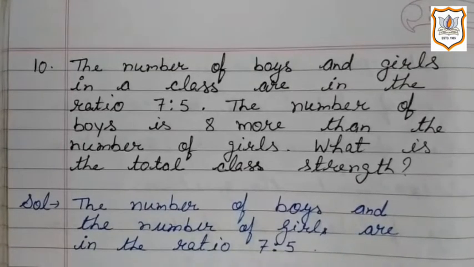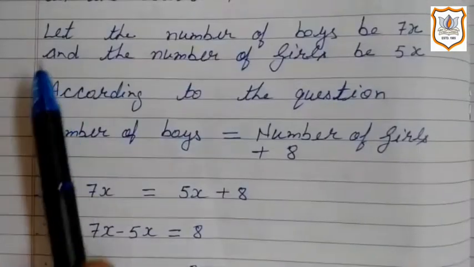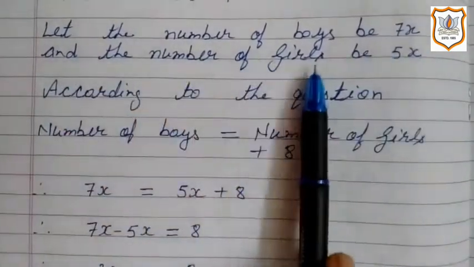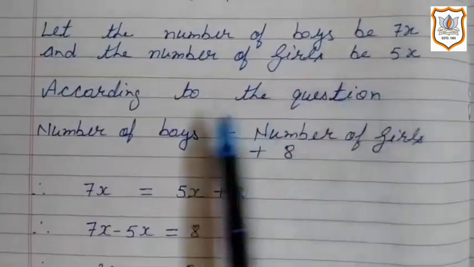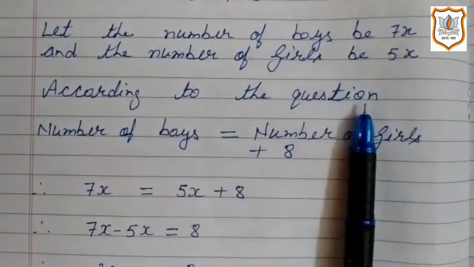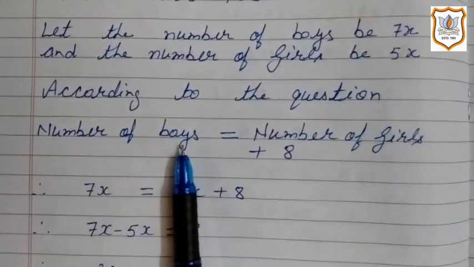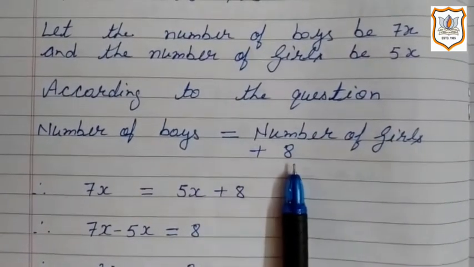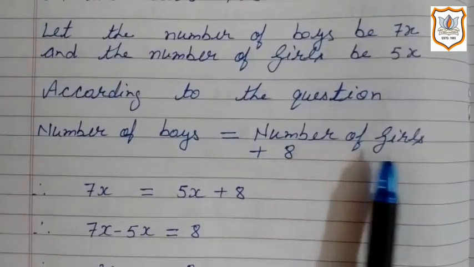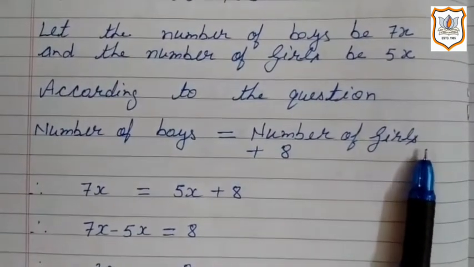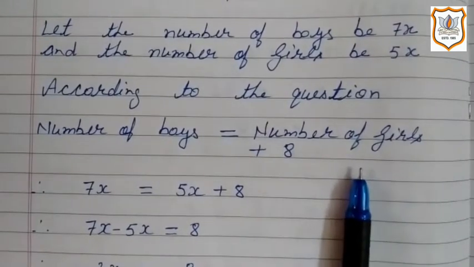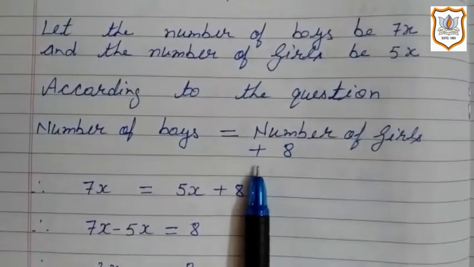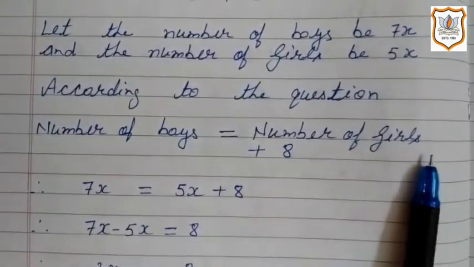7:5. Now, let the number of boys be 7x and the number of girls be 5x. Then, according to the question, the condition is number of boys is equal to number of girls plus 8. We add 8 to the number of girls because in the question the condition is that the number of boys is 8 more than the girls, so we add 8 to the number of girls.